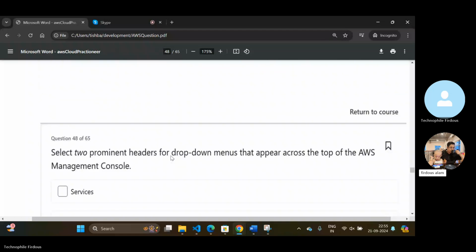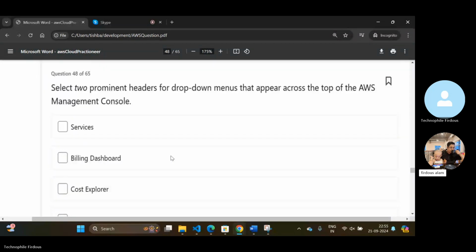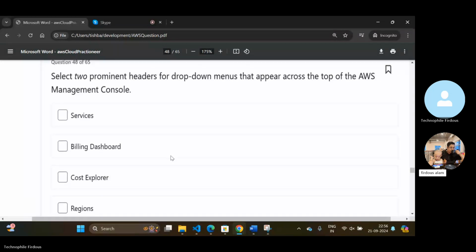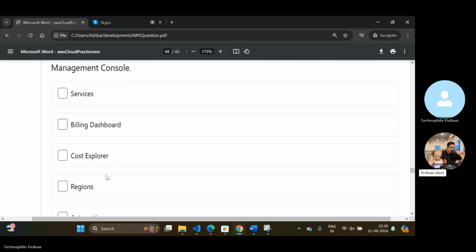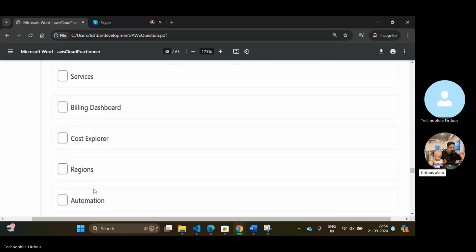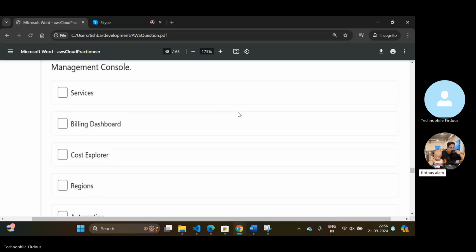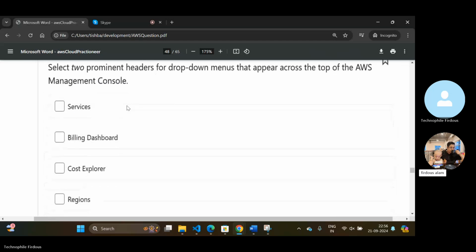Let's come to question number 48. It asks to select two options. Select two predominant headers for drop downs. This is asking about the AWS console. In the AWS console, out of these options, which two do you get in a header drop down? Service, billing dashboard, CloudTrail, Cost Explorer, region, or automation. If you go to the AWS console, you will get some drop downs. On the top right, you will get the service and region options. So the answer should be service and region.